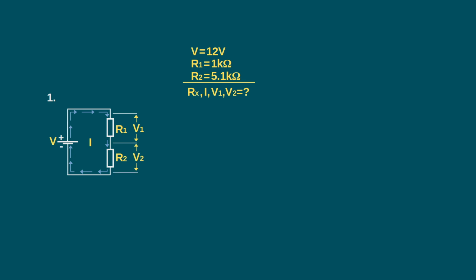We will first calculate the total resistance. This means that we will simply add the values of all the resistors, in our case, R1 and R2. Now we calculate the current. We simply divide the supply voltage by the total resistance.